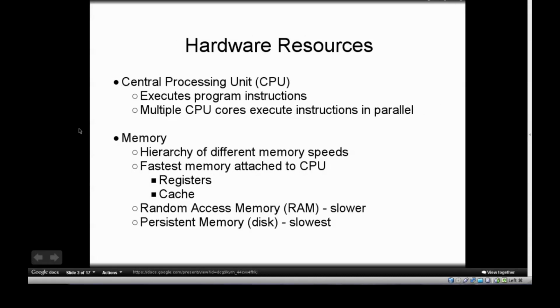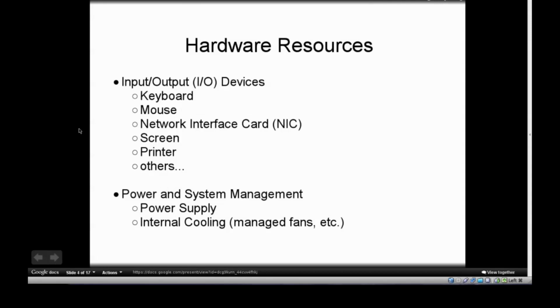Now, these hardware resources that need to be managed include the CPU, the hierarchy of memory, all the input-output devices on the system, and to some degree the power and system management features of the system. Many of these features are handled directly by the hardware, but the operating system is involved, particularly in energy conservation.